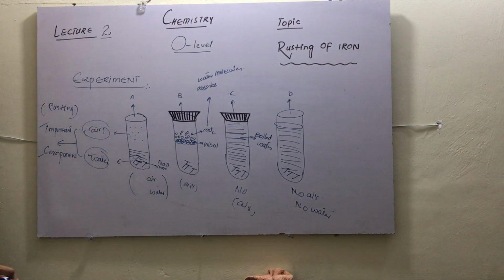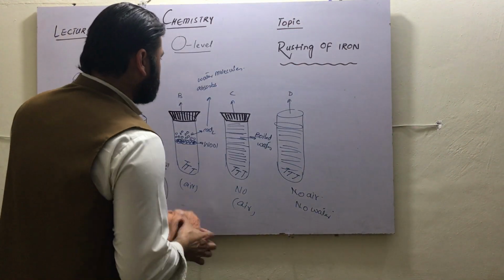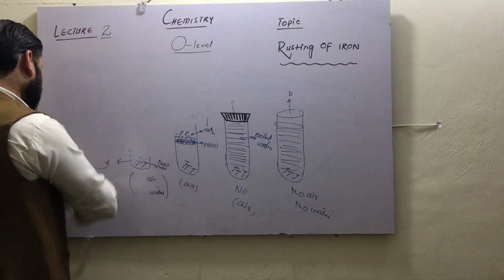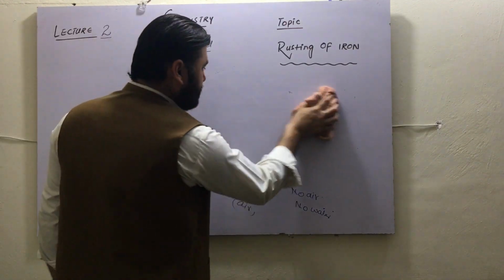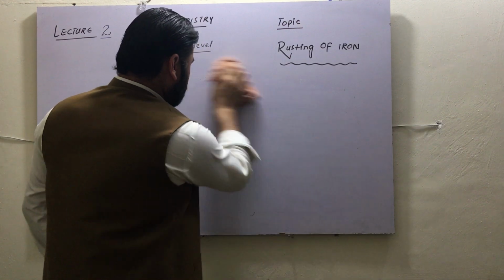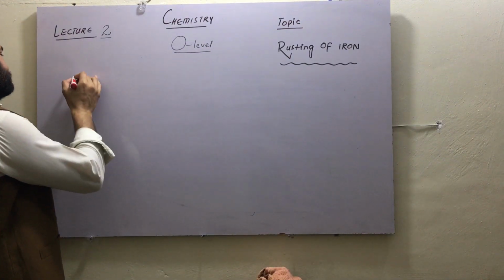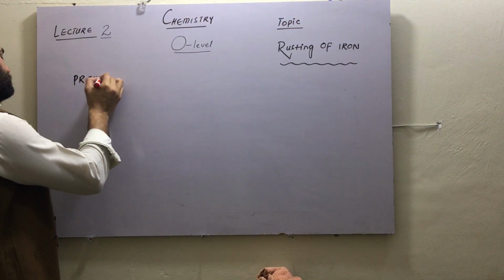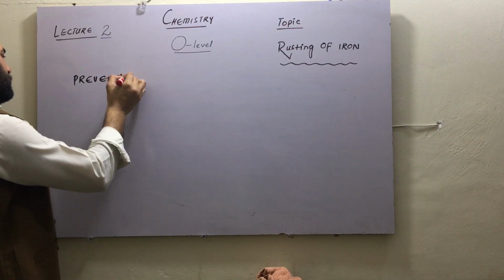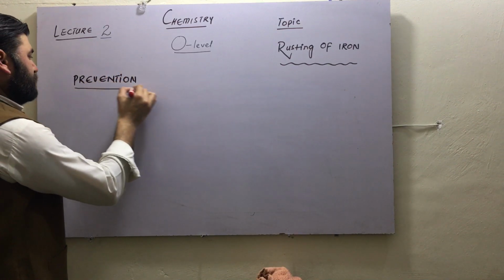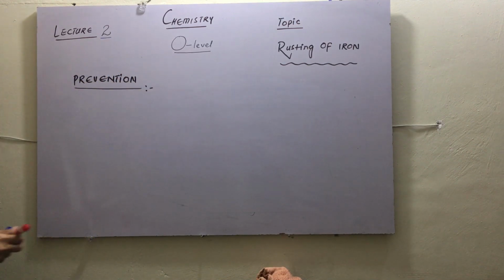This was a small experiment which is discussed in your book as well. So I just gave you a little bit of an idea about rusting. This is very important. How do you prevent rusting? Now the last portion of the topic is prevention.